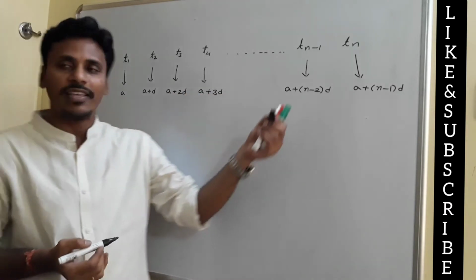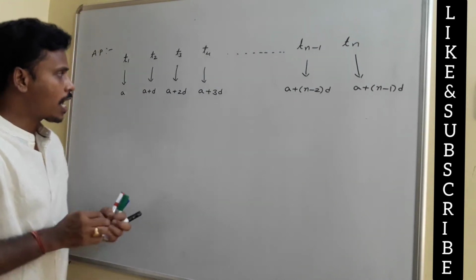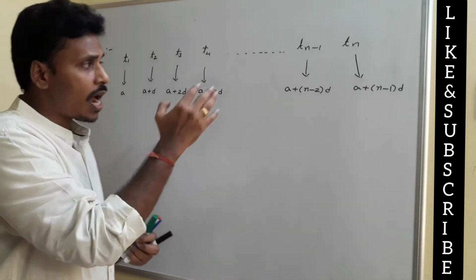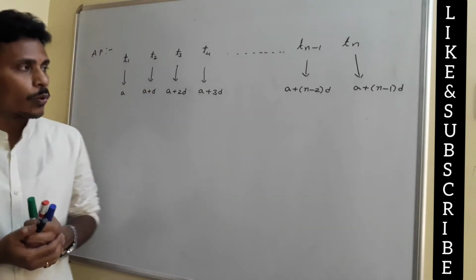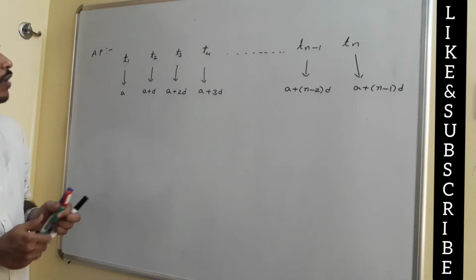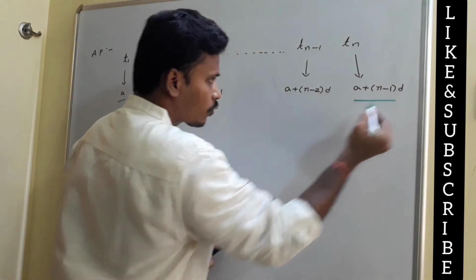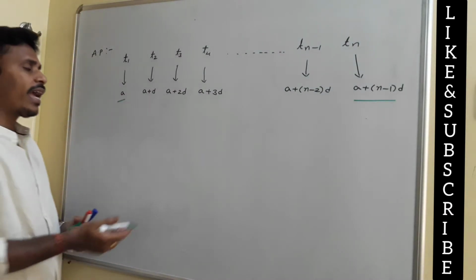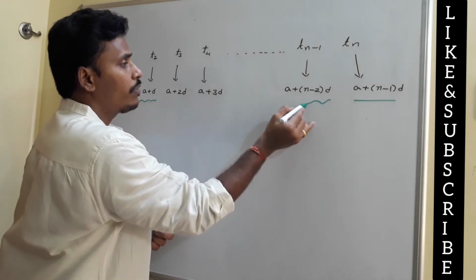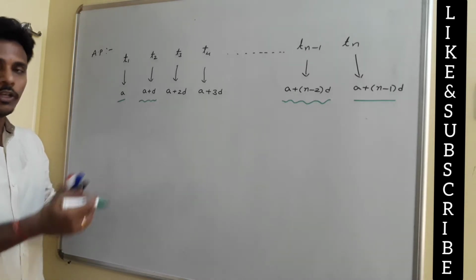Like that, if you continue, this is A plus n minus 2 D, and then Tn is A plus n minus 1 into D. And now my task is, you just look at this. A plus D, A plus 2D, and so on, A plus n minus 2 into D, and then A plus n minus 1 into D. If you concentrate on this first value, A, and then this last value, A plus n minus 1 into D, right? And then again concentrate on this second one, A plus D, and the second one from this side as A plus n minus 2 D. If you add these two values, what will happen?